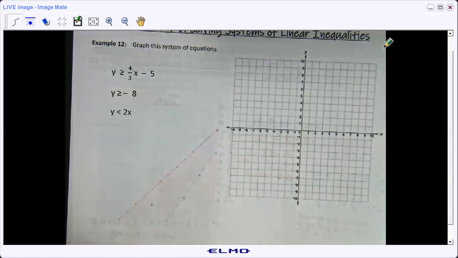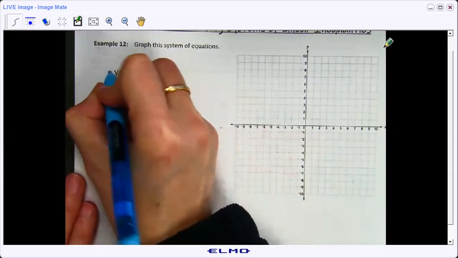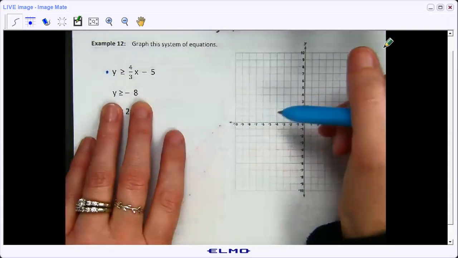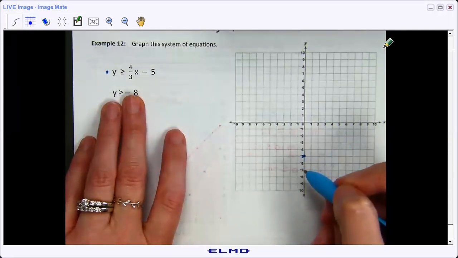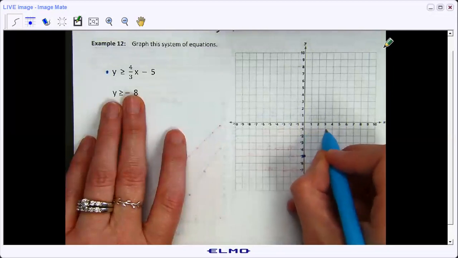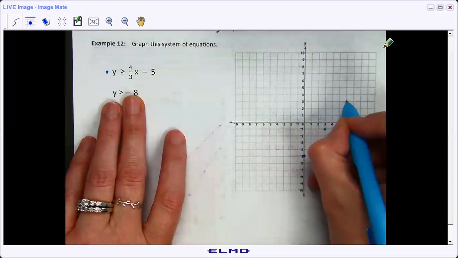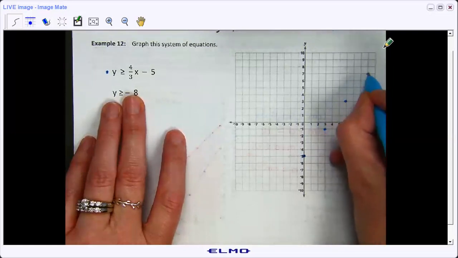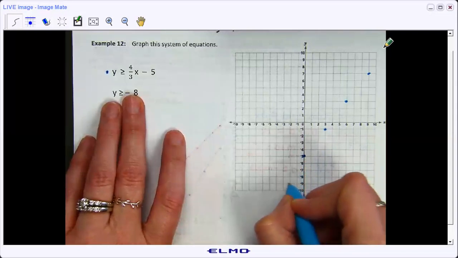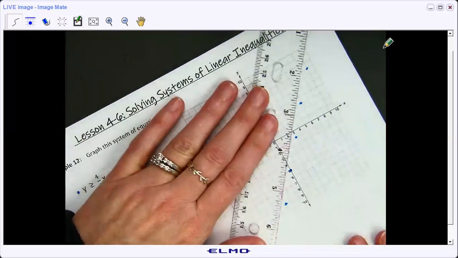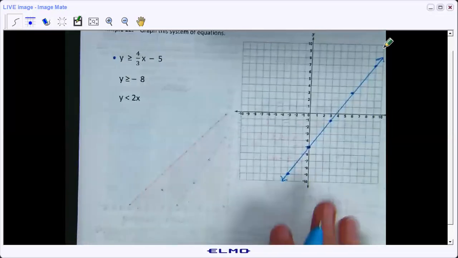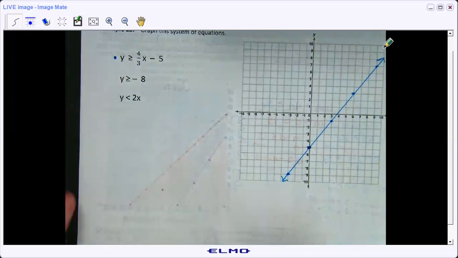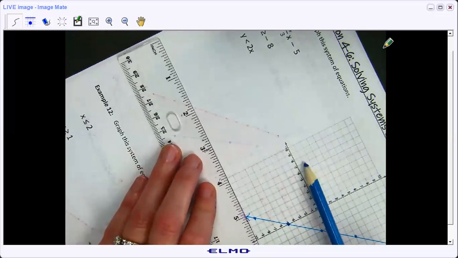So we're going to start with this one right here. Let's go ahead and graph that inequality. We're going to plot a point at -5 on your y-axis. And then your slope is 4 over 3. So you're going to rise 4, run 3. And this is going to be a solid line. And we are going to shade above, because y is greater than.